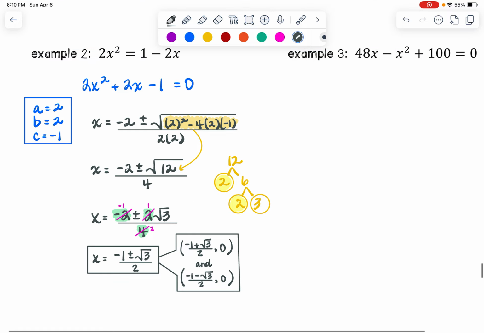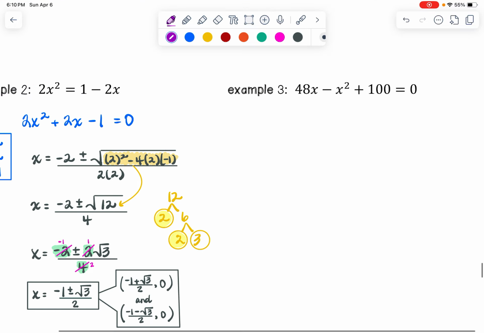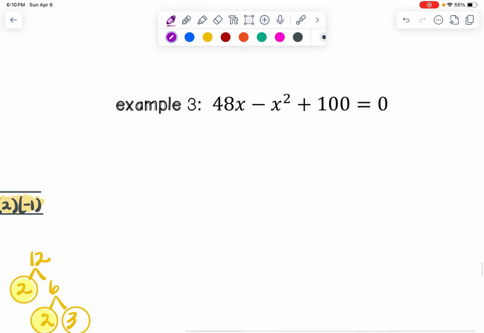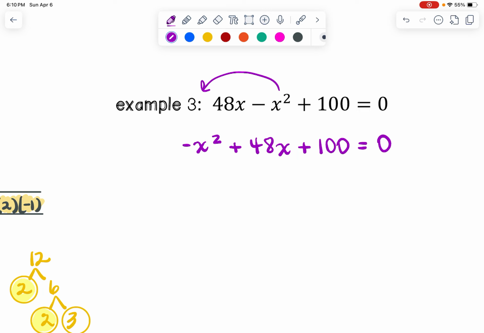All right. I'm literally just going to sit here and do lots more examples. So here we go. The first thing that jumps out to me about this problem is that it's set equal to 0, which is awesome, but it is not in standard form. So I definitely need to get that negative x squared in the front and kick that positive 48x term to the middle. I'm not moving anything to the other side because I'm already equal to 0.